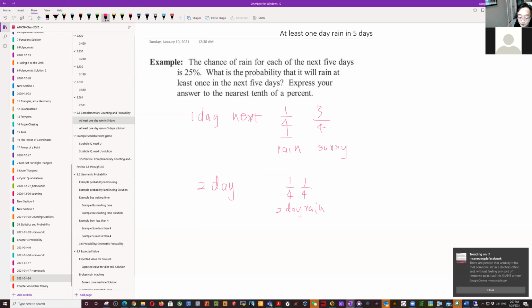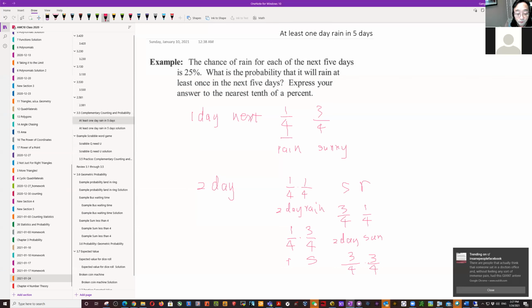And then we can have 1-day rain. The first day rain, the second day sunny is going to look like this. So this is rain, shine, and then 2-day rain, then sunny and rain, that's going to be 3/4 and 1/4. Then 2-day sunny is going to be 3/4 and 3/4. So in 2 days, it's still easy to arrange.